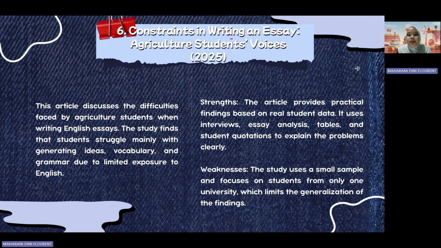The sixth article is Constraints in Writing and Essay: Agriculture Students' Voices, published in 2025. This study explores the difficulties agriculture students face when writing English essays. The findings indicate the students struggle with generating ideas, vocabulary, and grammar because they have limited exposure to English.